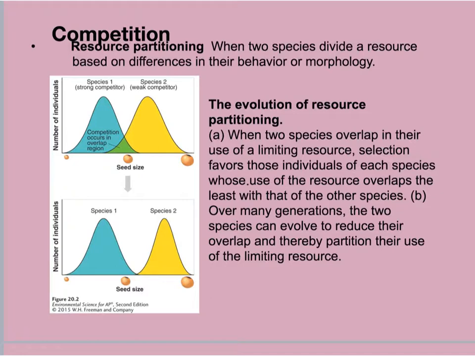So after several generations, species number 2 will evolve to contain fewer individuals that feed off of these medium-sized seeds. So this process of resource partitioning reduces competition between two species. And species in nature reduce overlap in several ways. Like one strategy is temporal resource partitioning, which is a process in which the two species utilize the same resource at different times. So wolves and coyotes are a good example of this.